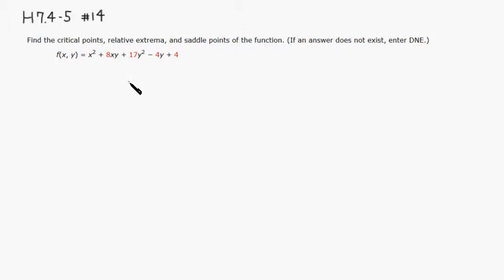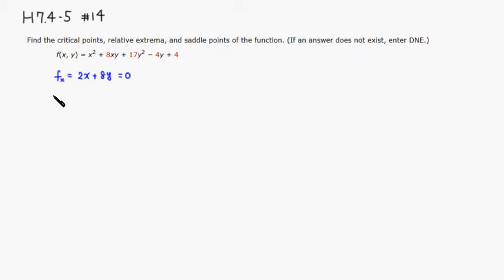Let's take the partial with respect to x first. Partial with respect to x would be 2x plus, partial with respect to x, 8y. The partial of this is going to be 0 since it's a constant, and the same thing here. Those are all constant. So we have that, and we set that equal to 0.